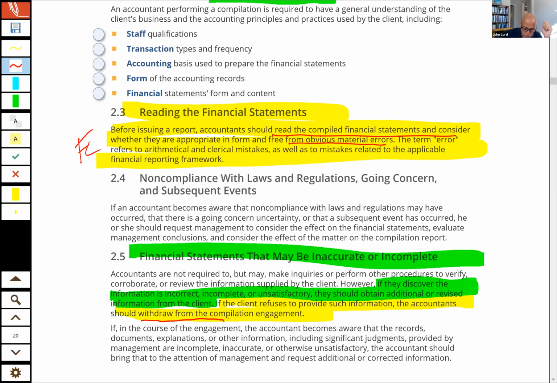Now, sometimes students say to me, well, John, why can't you just give a disclaimer? Or why can't you give a scope qualification or a GAAP qualification? Qualifying what? Disclaiming what? I'm not giving an opinion, so there's nothing to qualify. There's nothing to disclaim. And so if the client is refusing to correct an obvious error, I have no choice left but to withdraw from the engagement. Okay?